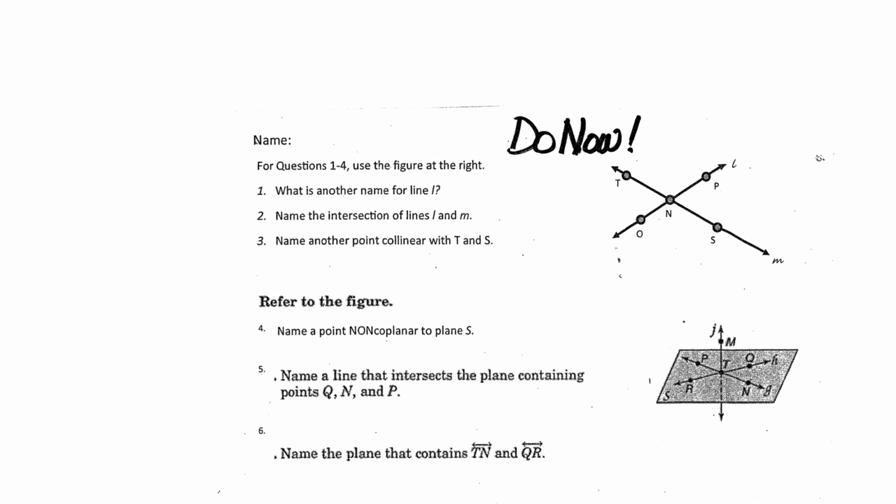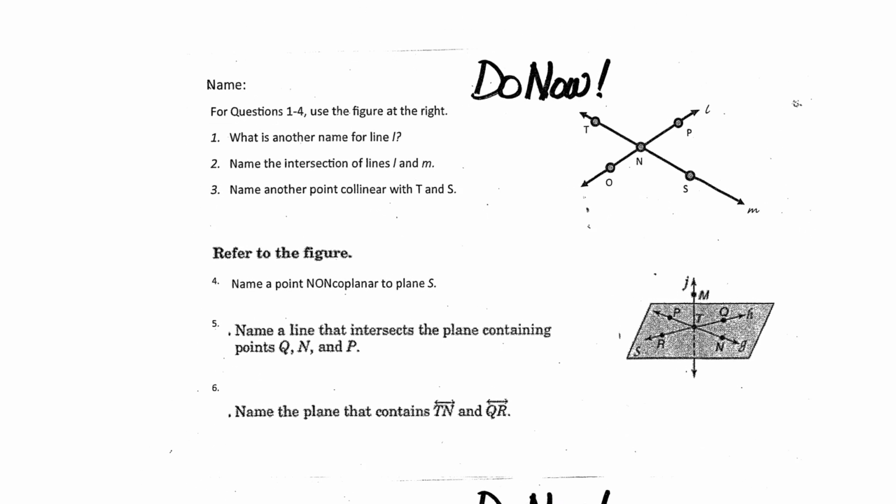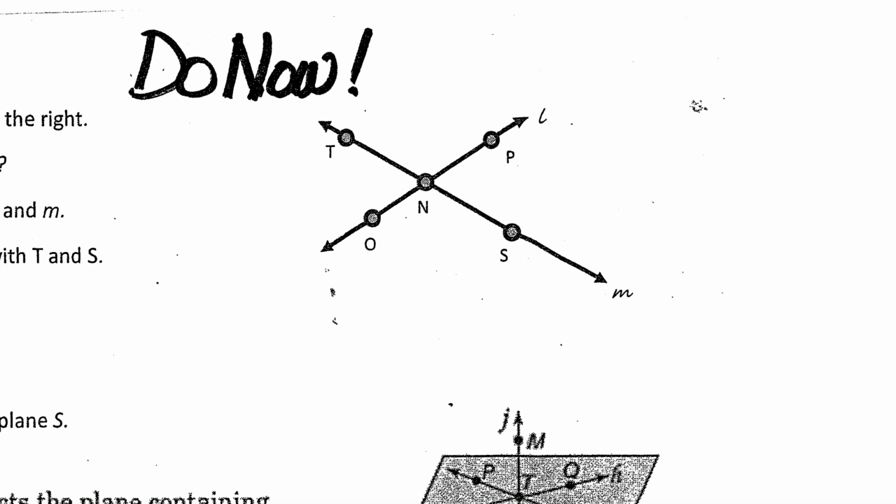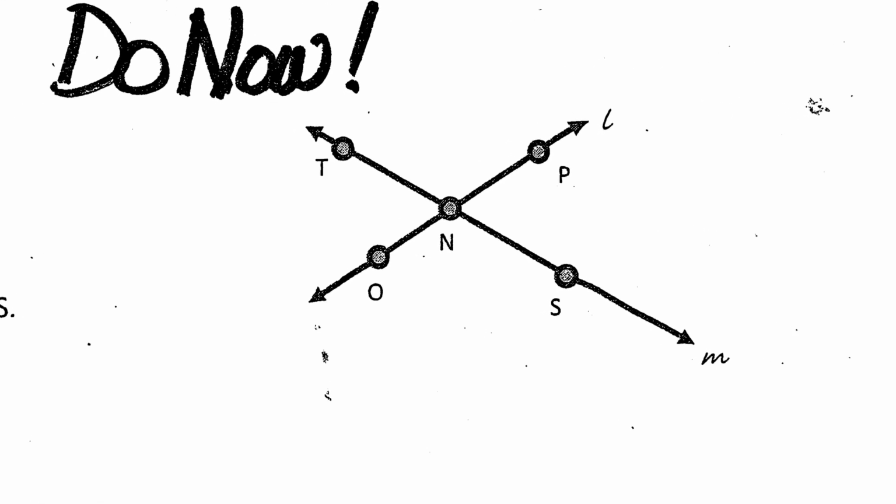Okay, so let's look at this do now to get ready for the quiz you're about to take. All right, so the first one says, what's another name for line L? OP. Okay, so remember, when we name lines, how many points do we use? Remember, when you name a line, you use 2 points, okay? So what's another name I could give to line L?